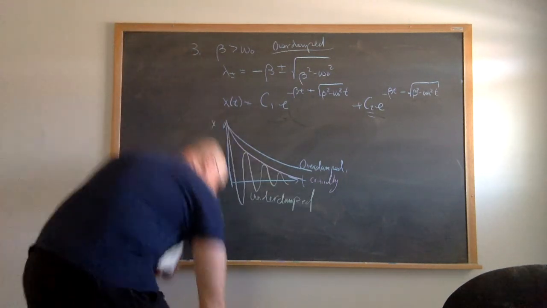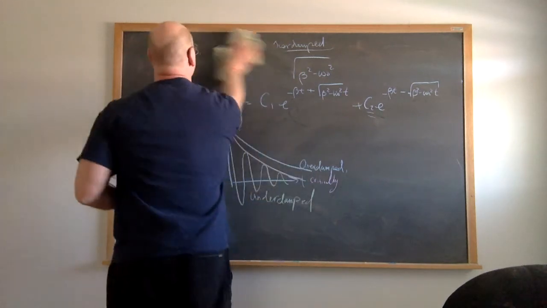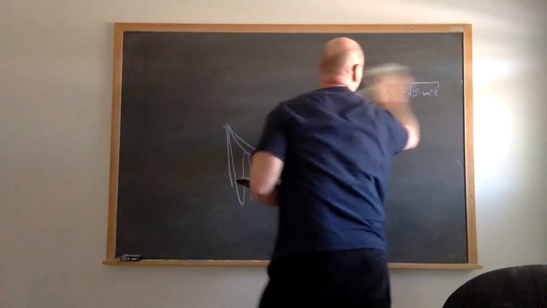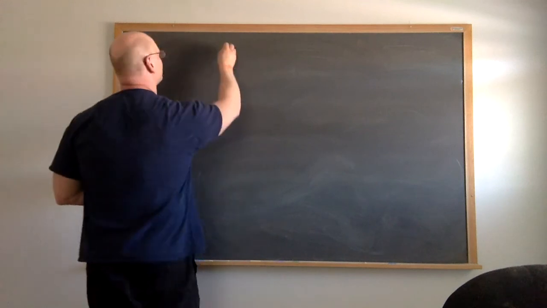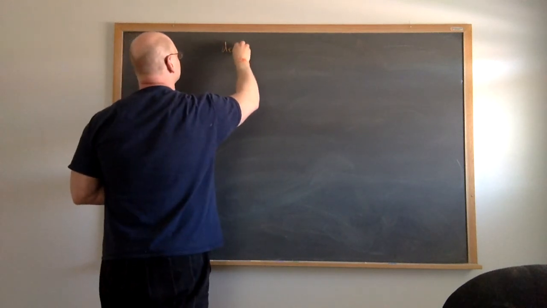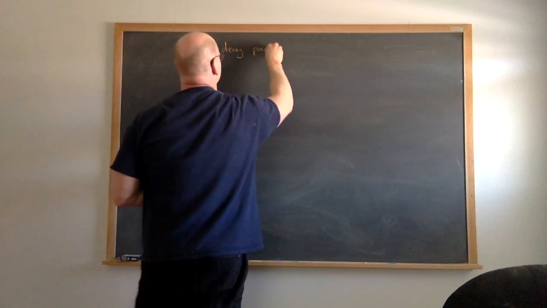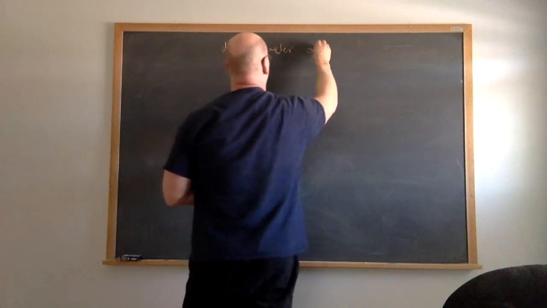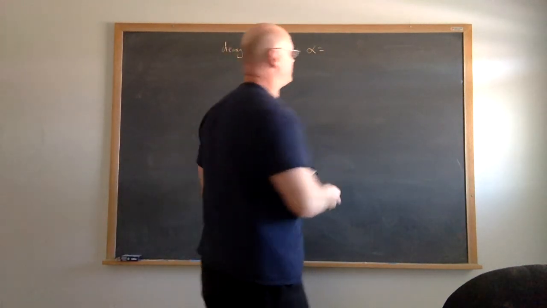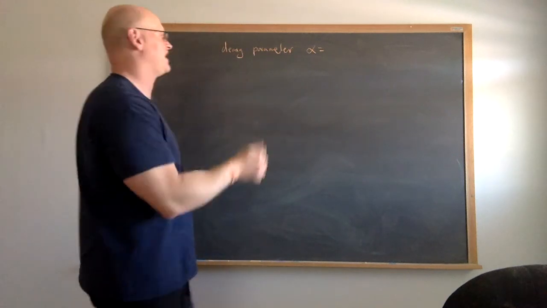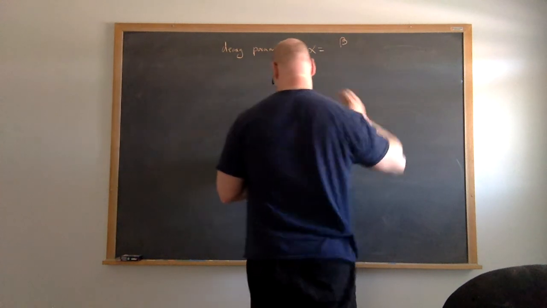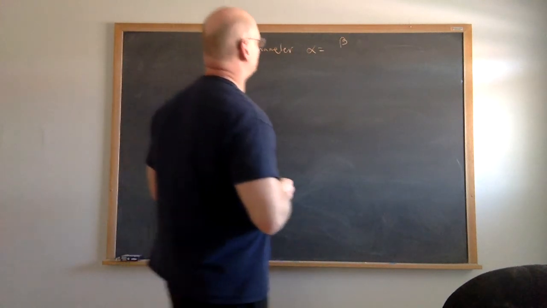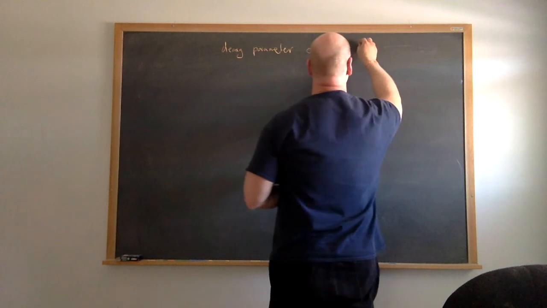So let's define what's called the decay parameter and talk about why critically damped is called critically damped. We're going to call it alpha, which is equal to basically the value of the argument of the exponential. So basically for underdamped, this is simply equal to beta.